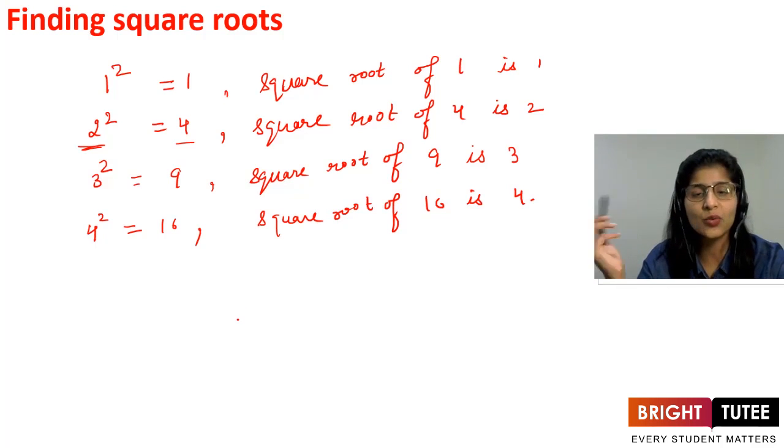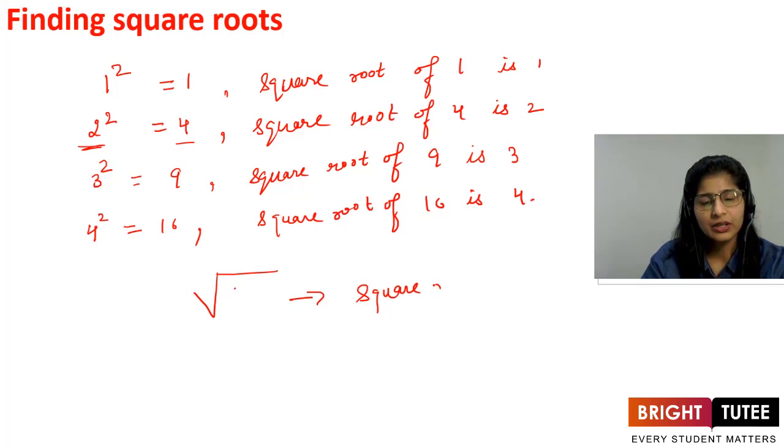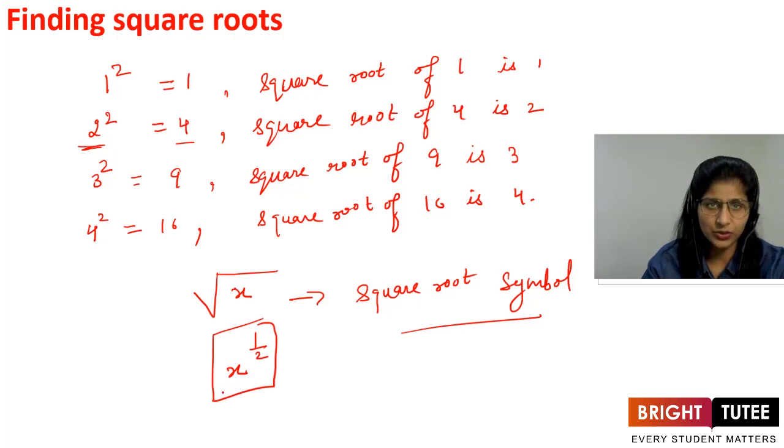So you see, there is an inverse relationship between square and square root. I hope this gives you a clear idea about what a square root is. The symbol of square root is this. We call it the square root symbol. What this actually means is, if we write x in the square root, it means x to the power half. This is known as square root. Is this clear? So let's move ahead.